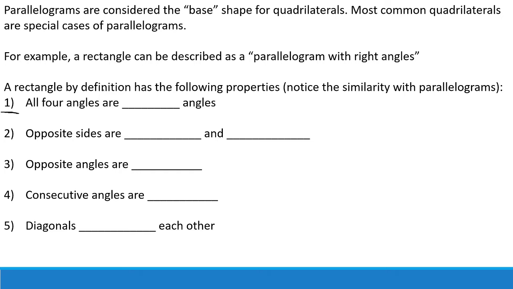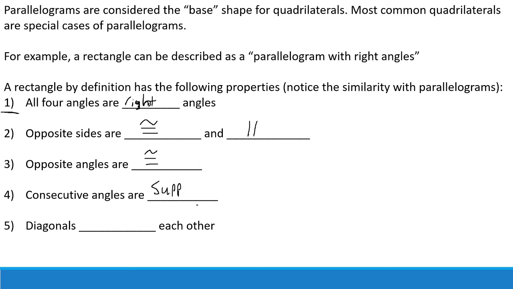The first one says in a rectangle, all 4 angles are right angles. Remember, a right angle is 90 degrees. So a rectangle is basically a parallelogram where all 4 angles are 90 degrees. And then everything else is the same as a parallelogram. Opposite sides are both congruent and parallel. Remember, this is the symbol for parallel, and this is the symbol for congruent. Opposite angles are congruent, and consecutive angles are supplementary, which means that they add to 180.